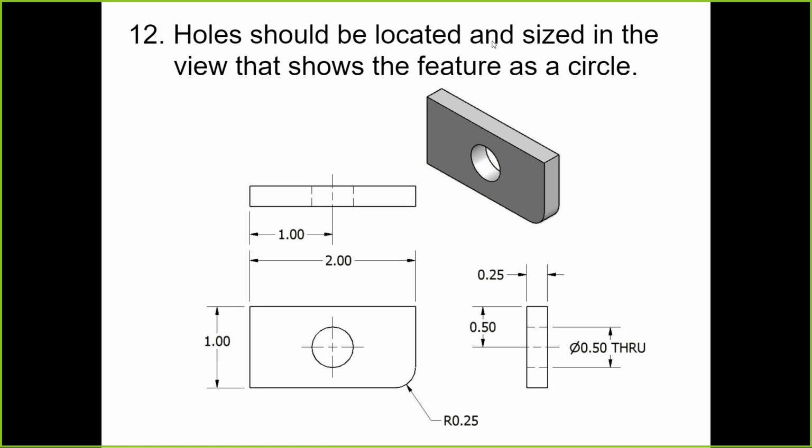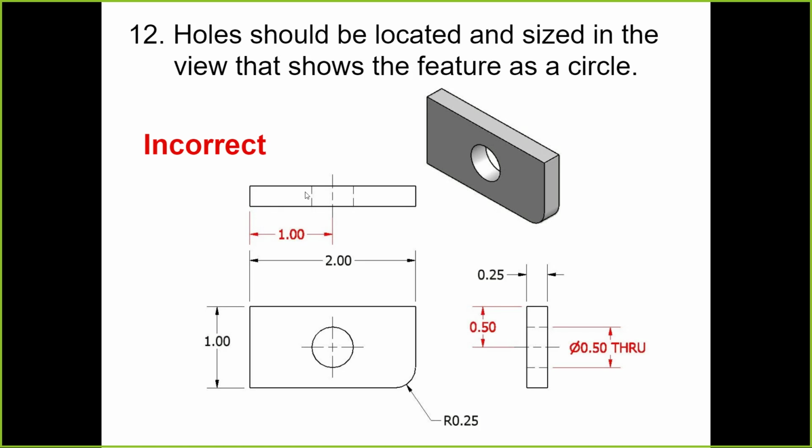Holes should be located and sized in the view that shows them. Oh yeah, so that makes sense. So, incorrect. Do not tell me where the center of the hole is on this view. They did. So from the top view, this little slit, you see this slit right here? That's the top view. They try to tell me where the center of the circle is, and they're not wrong.